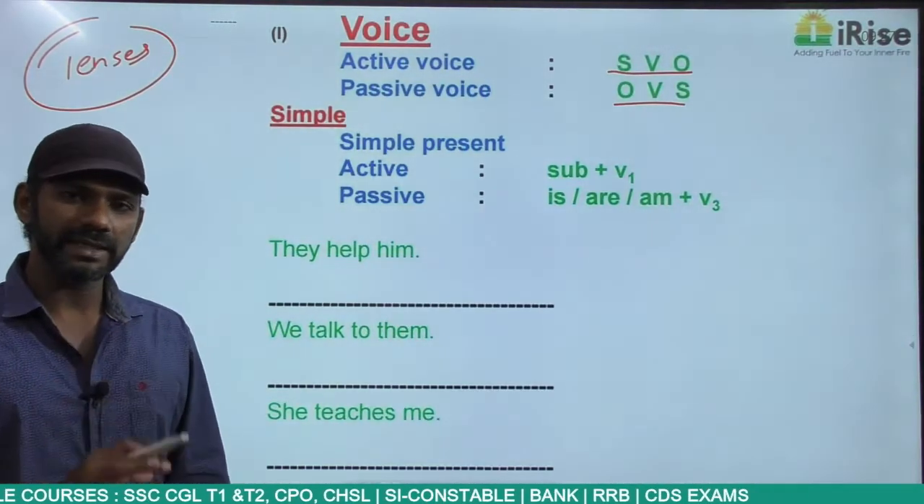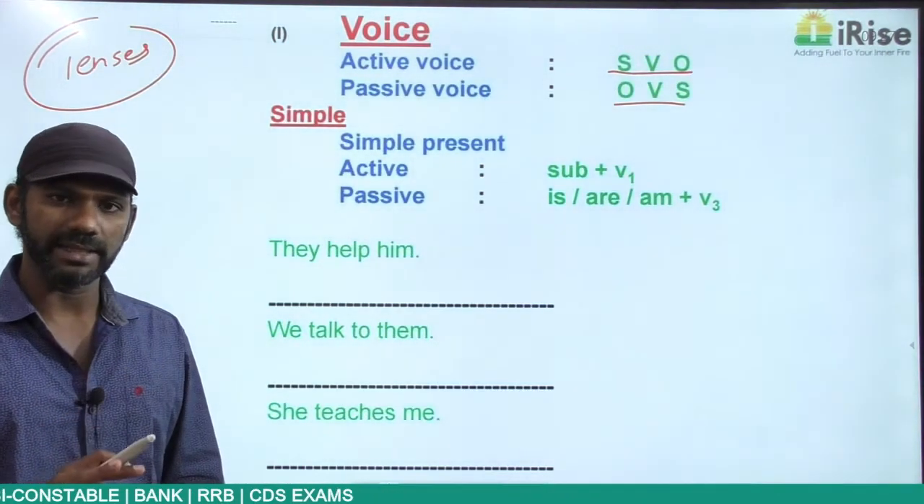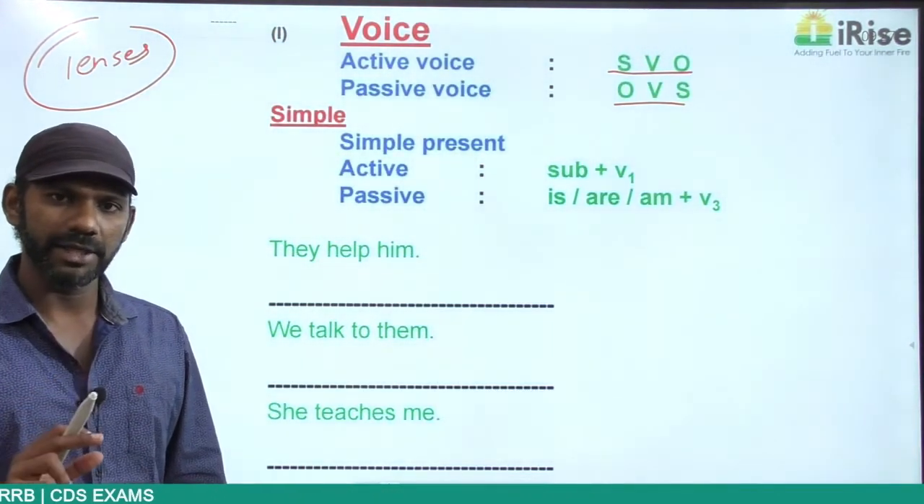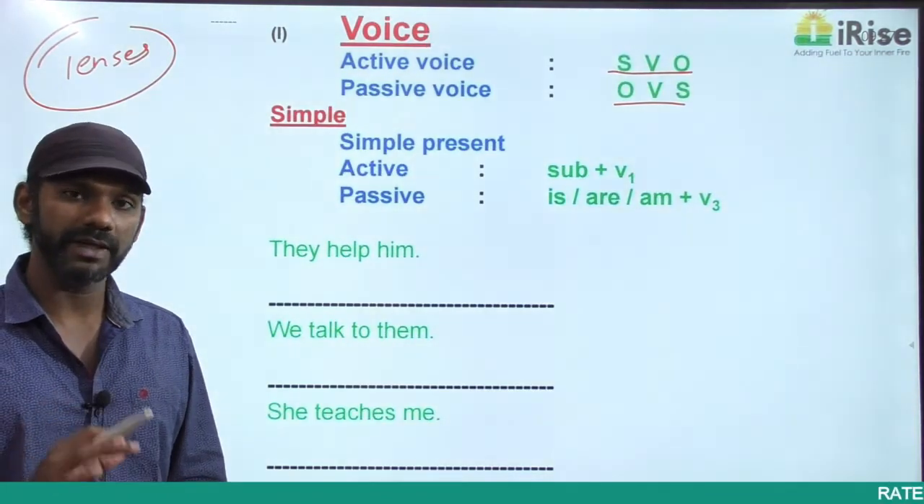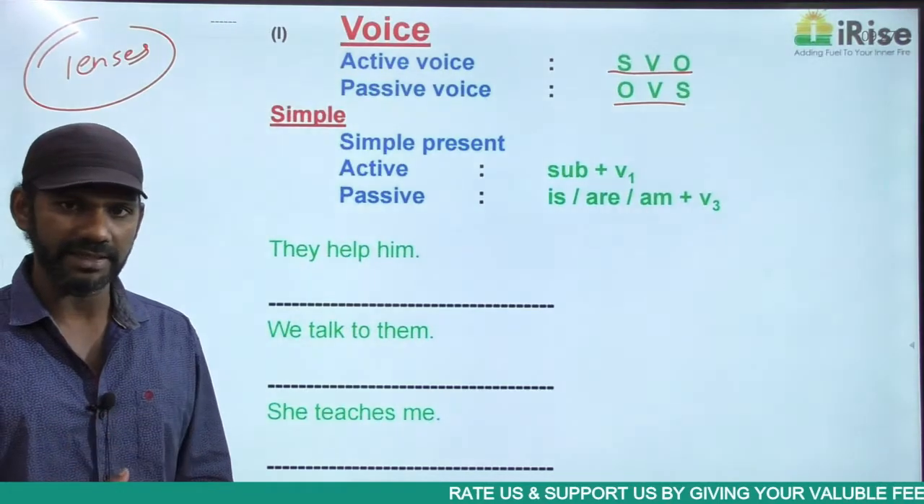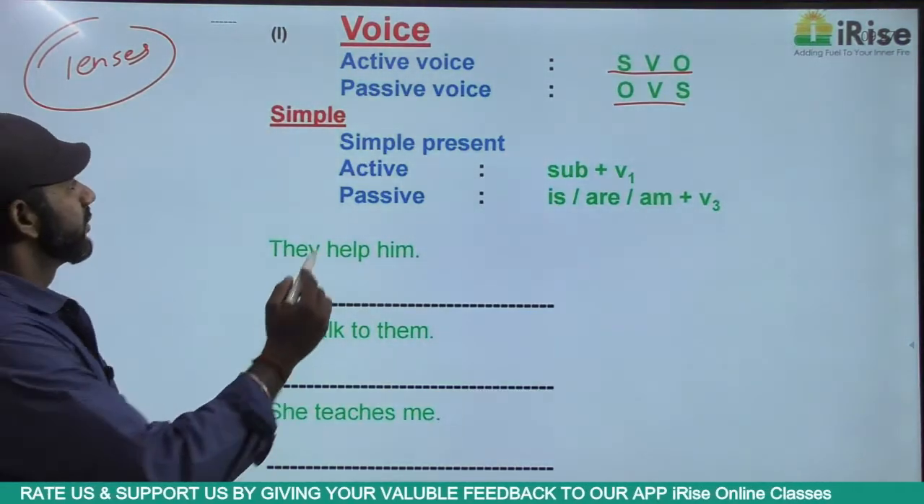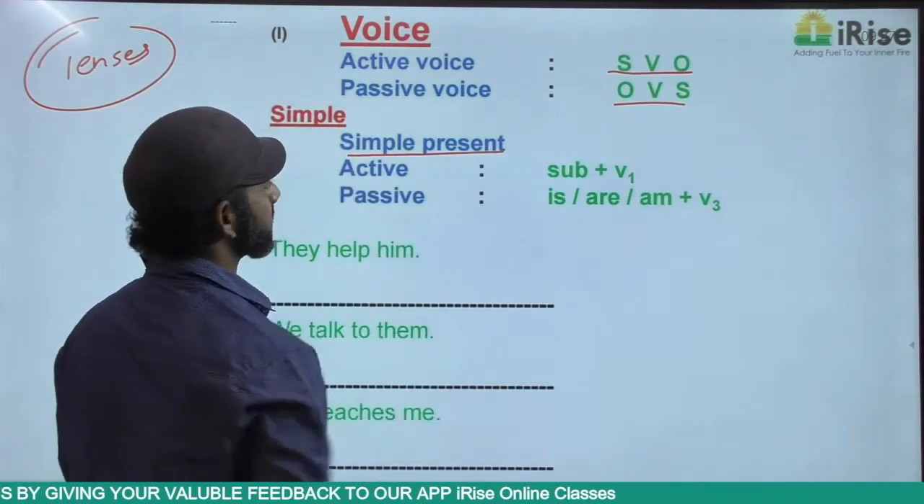Every tense, present, past and future, can be divided into four categories: simple, continuous, perfect and perfect continuous. These are the four categories into which every tense can be divided. Right. Come to the first category, simple. First one, simple present tense.